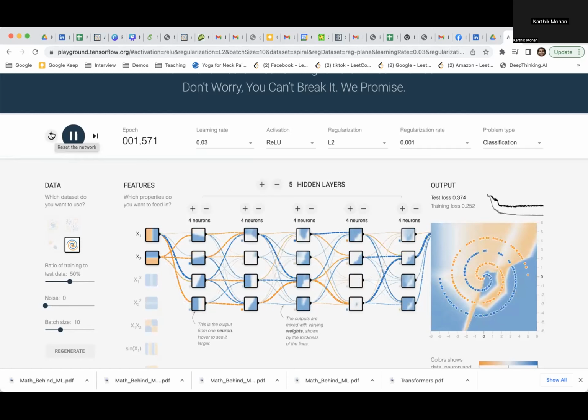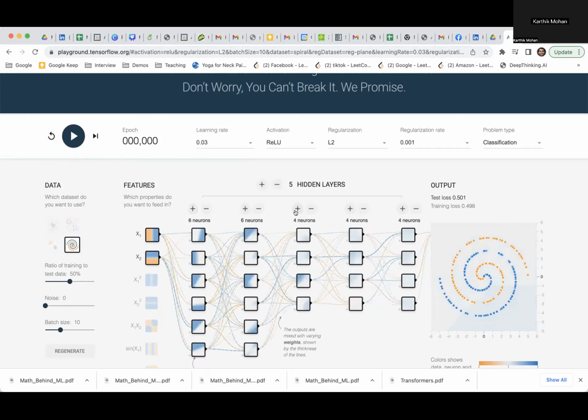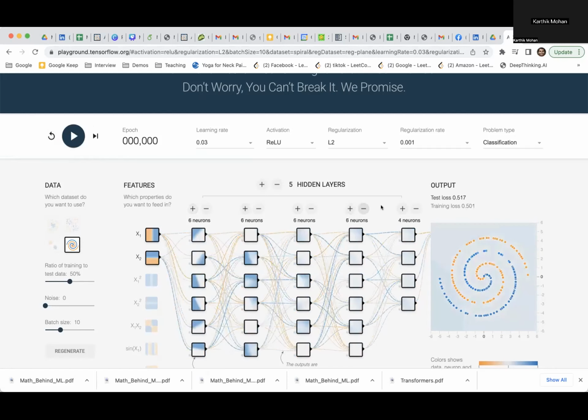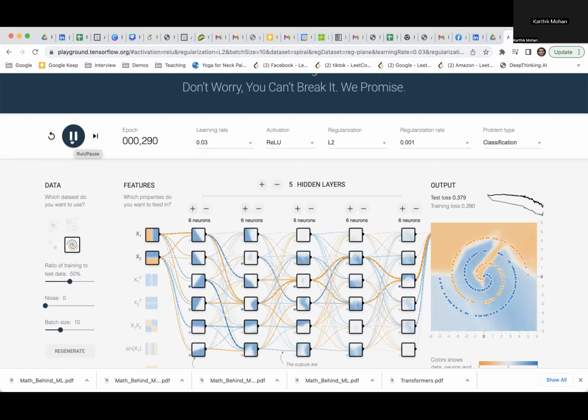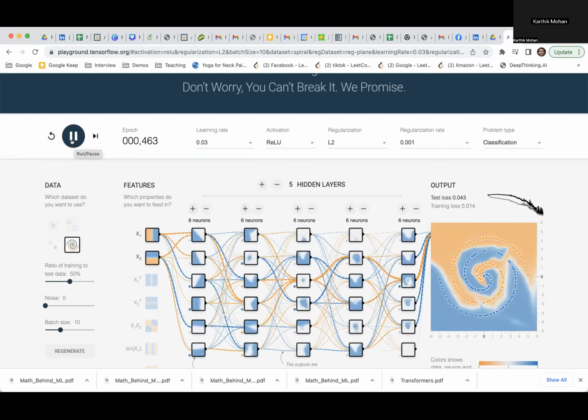Okay, so it's kind of converged, but it's not doing this crazy zigzag thing. Let's add a few more neurons here. 6 neurons per layer, 5 hidden layers. Let's try that. So I'm using a more complex model, but I also have regularization to take care of overfitting here. You see the loss is going down rapidly, and it's actually getting the spiral shape. It's doing a good job. The test loss and the train loss are good. So this is fitting the data, but it's not overfitting as per the test loss, right?